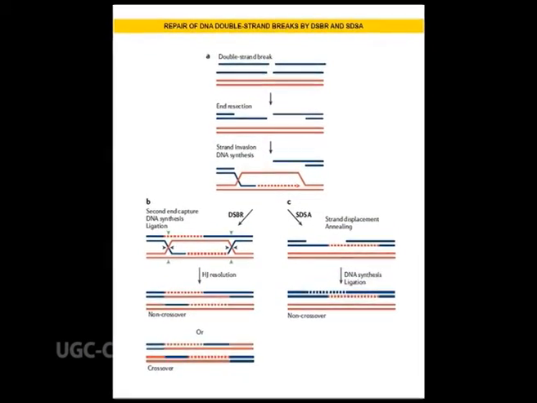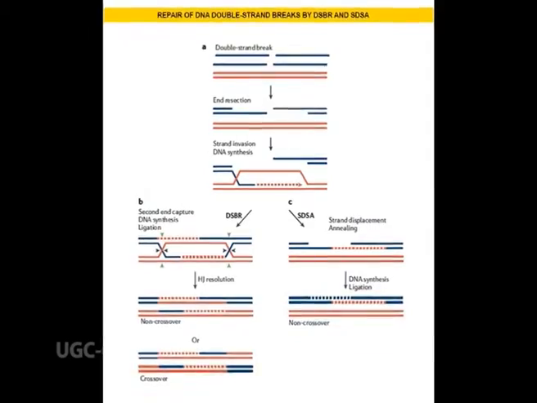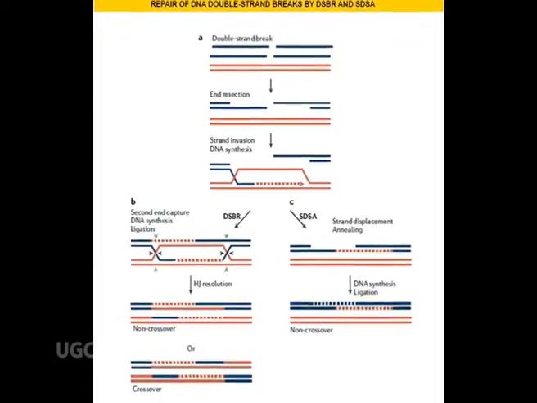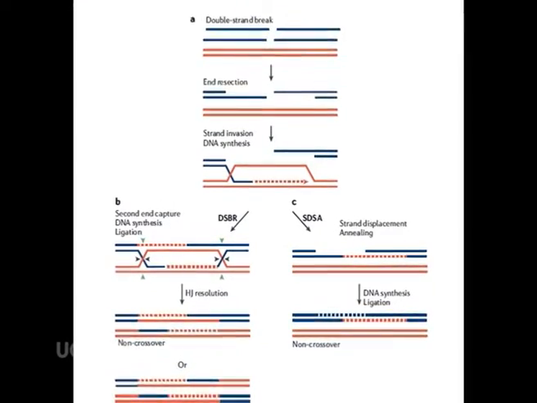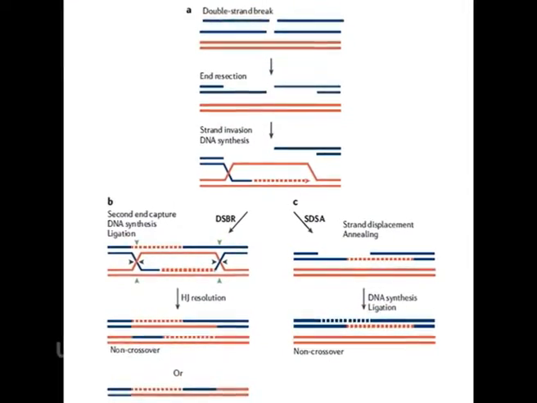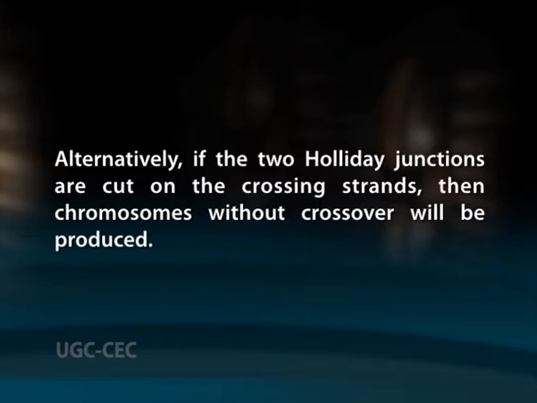This can be seen as shown in the figure, along the horizontal purple arrowheads at one Holliday junction and along the vertical orange arrowheads at the other Holliday junction. Alternatively, if the two Holliday junctions are cut on the crossing strands, then chromosomes without crossovers will be produced.